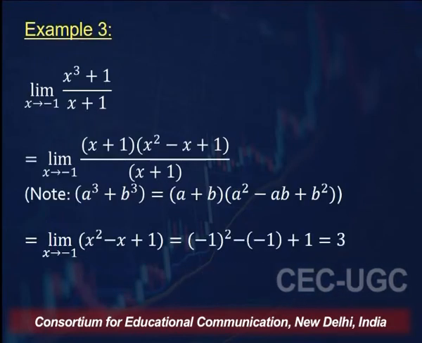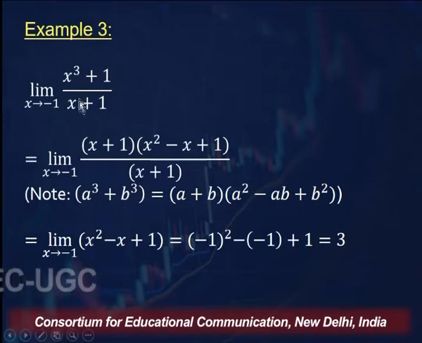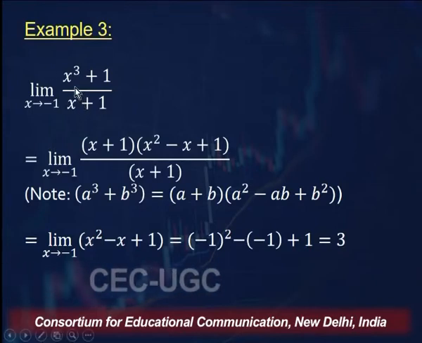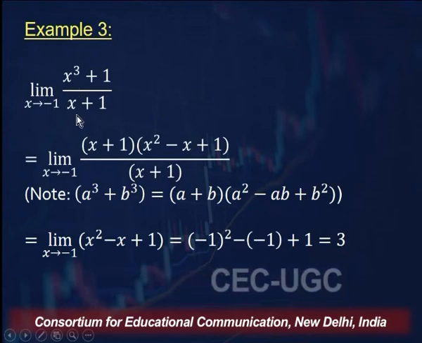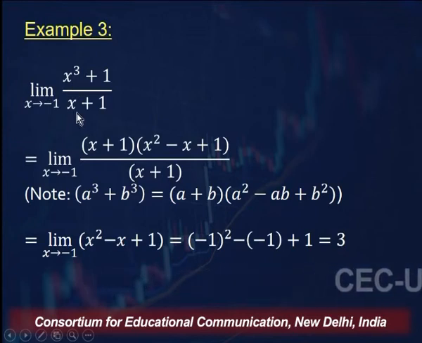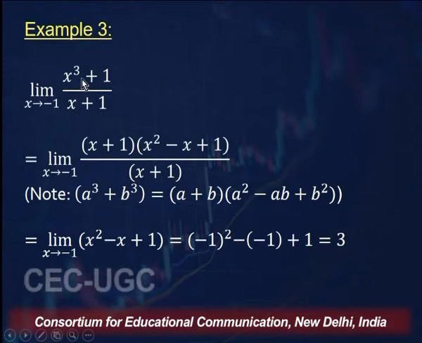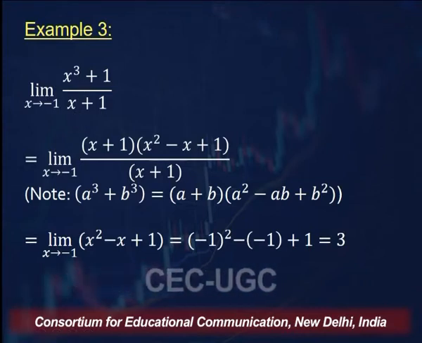Okay, this example, example 3, is one where, look here, you have a situation where the denominator tends to 0 as x approaches minus 1, and the numerator also tends to 0 as x approaches minus 1.